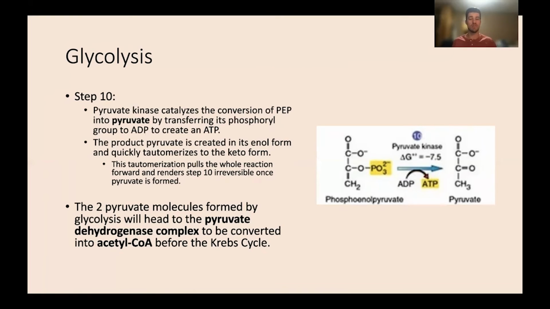So we're just getting rid of that phosphate group on pyruvate. We're transferring it to an ATP. And in doing that, we create pyruvate and an ATP molecule. So the product pyruvate is created in its enol form and quickly tautomerizes to the keto form.